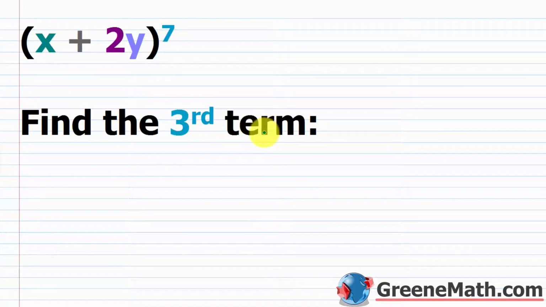So you could use the binomial theorem and kind of write all the terms out. You'd have 8 of them, right? Because this is a 7, so you'd have 8 terms. And then go through and get the third one, right? But that would be kind of a waste of time because you have this little simple formula that you can use.